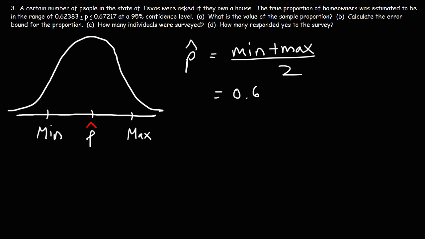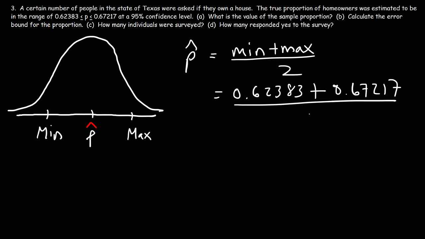So it's going to be 0.62383. That's the minimum of the confidence interval, plus the maximum value, which is 0.67217. And then we're going to divide that by 2. So the value of the sample proportion is 0.648. So that's it for part A.